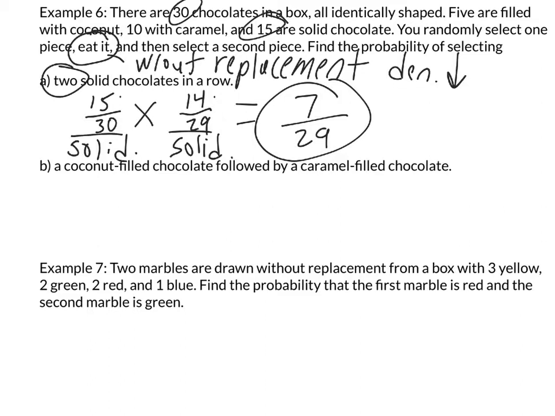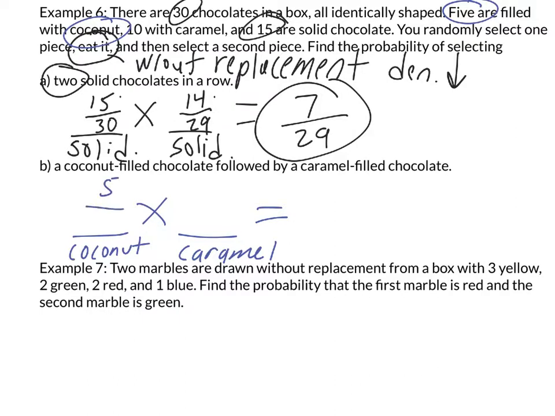Same question, but B says you want a coconut-filled chocolate followed by a caramel-filled chocolate. Same idea. You are still grabbing 2 candies, so you're going to multiply 2 fractions. And we said we're looking for a coconut followed by a caramel. Coconut, there were 5 coconut out of 30 total. You eat one of those 5 coconut that you just grabbed, so your total is down to 29. However, you got a different type. The second candy is caramel.